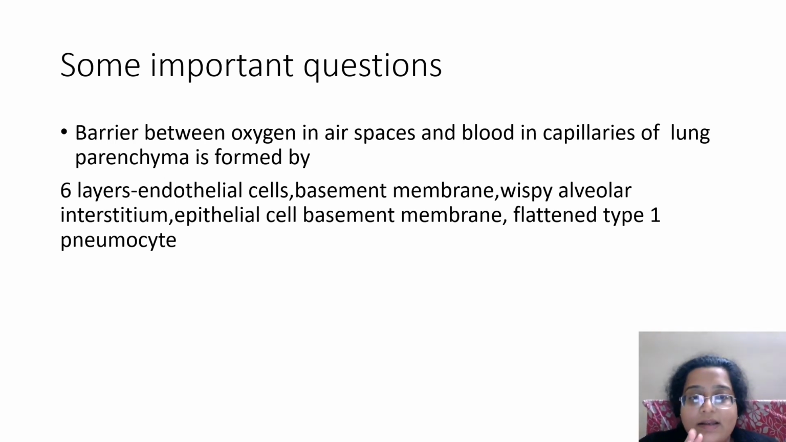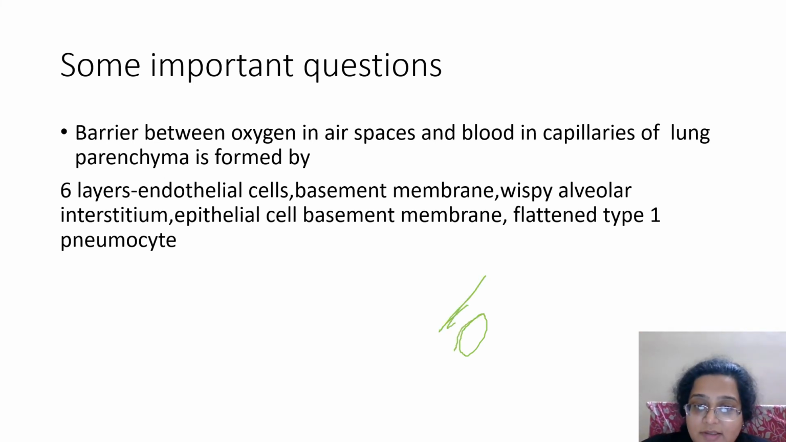So it is a 6-layer barrier where you'll get the endothelial cells from the artery side. I'm going endothelial cells, then the basement membrane. Then there's some alveolar interstitium, then comes the epithelium basement membrane, and then comes the pneumocytes. Okay, there are total 6 layers. So 1, 2, 3, 4, 5, and what is the sixth? You are going to tell me. I think I missed it over here.